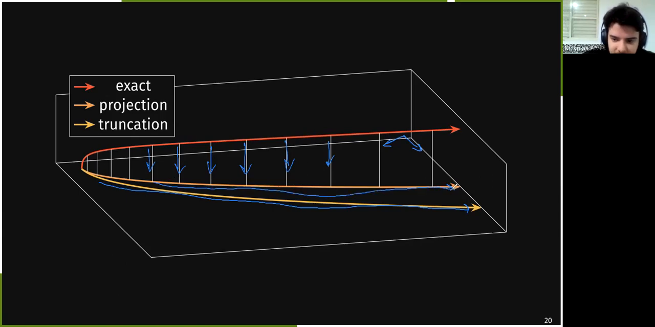So this is an important point. Non-perturbative does not mean exact. Non-perturbative means that you're not assuming the couplings to be small.